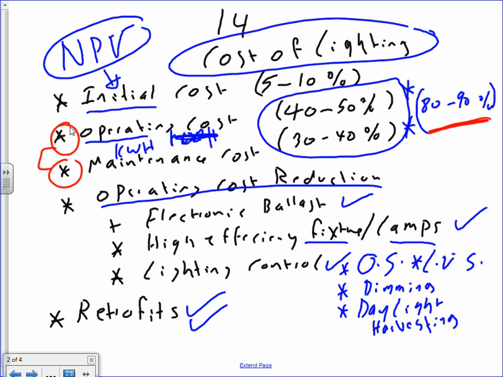Any comments, guys, about the reduction on this value? So really, the big chunk of money that you could save is from the operating cost. And another big chunk of money is maintenance cost, by designing your fixture and placing it in a location where it's easy to maintain. Any comments, any questions about that? So that's what I wanted to talk about.